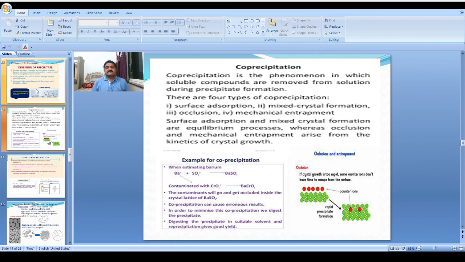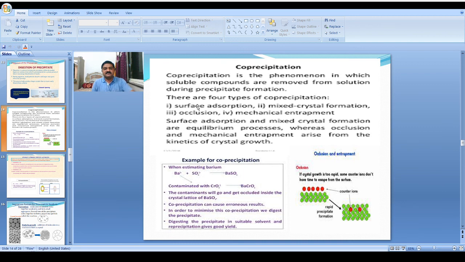Then the next step is co-precipitation. What is the meaning of co-precipitation? Co-precipitation is the phenomenon in which soluble compounds are removed from the solution during precipitate formation. This process takes place due to the presence of impurity. So first of all, we remove the impurity to avoid the chance of co-precipitation.